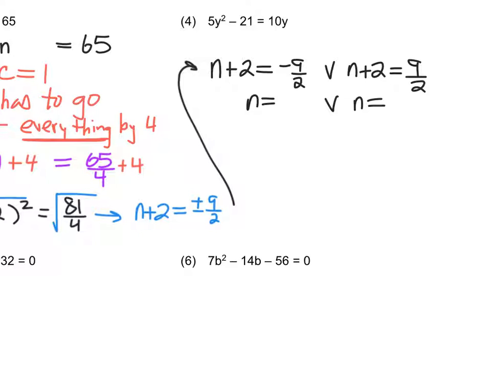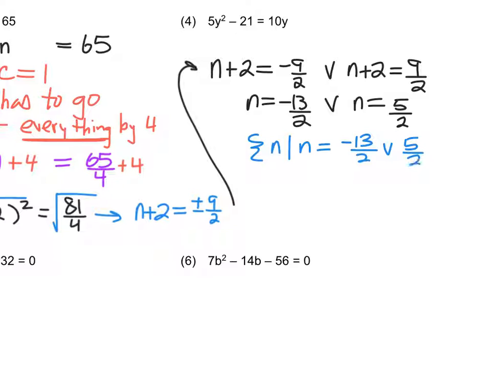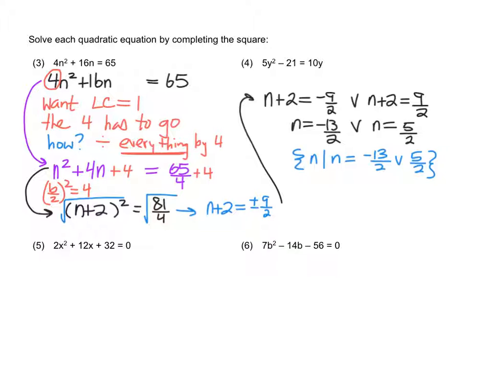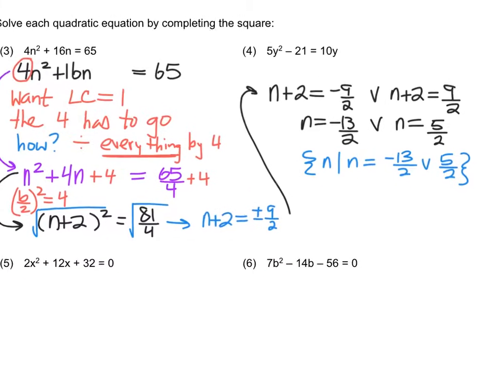So if I subtract 2 from negative 9/2, what do I get in simplest fraction form? Negative 13/2. And if I subtract 2 from 9/2, I get 5/2. So my final answer would be n such that n is equal to negative 13/2 or 5/2. All right, there's no radicals in that answer. There's not really a startling revelation. I mean, it's pretty obvious.